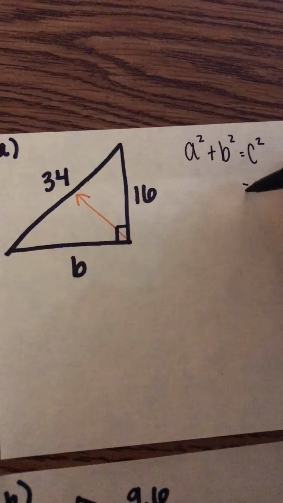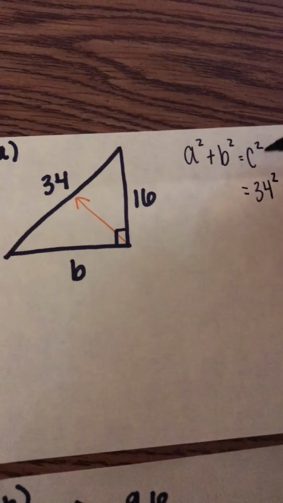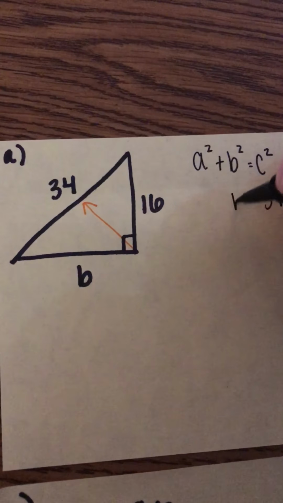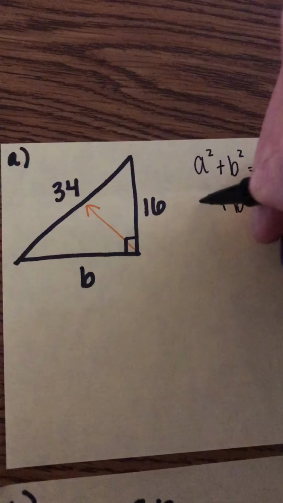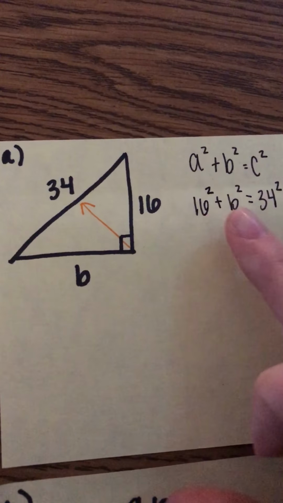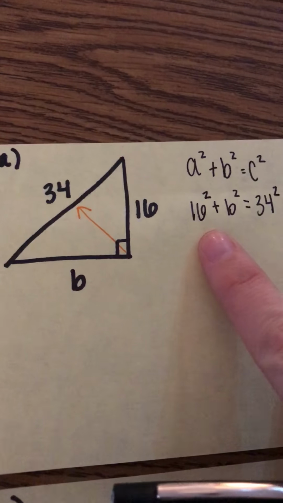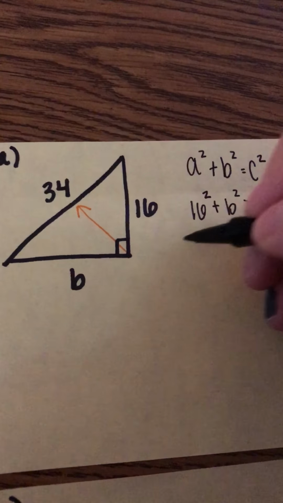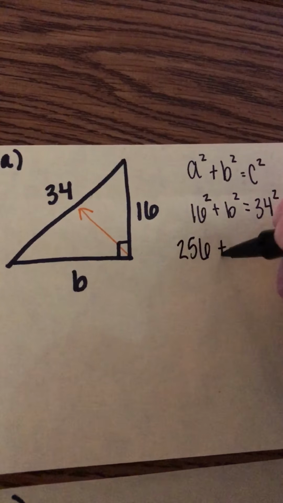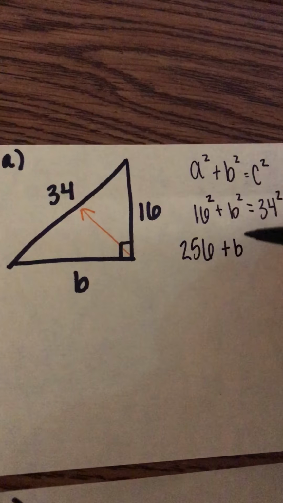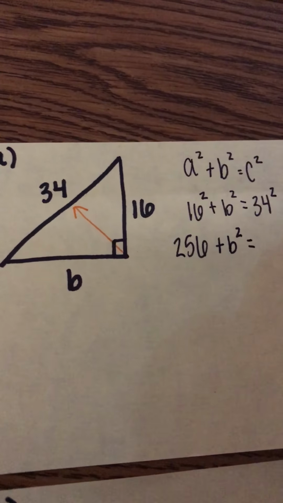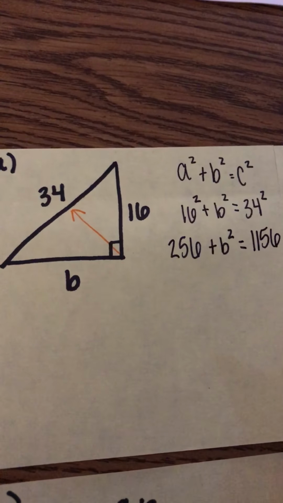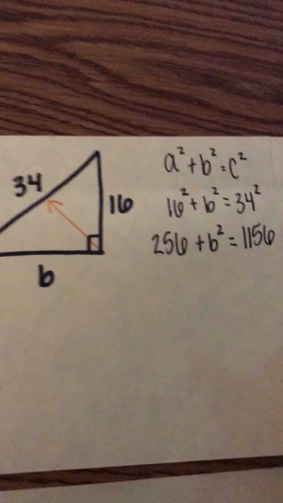So for C, I know that that's going to be 34 squared. And I can fill in everything else. B, we don't know, so I'm going to leave B squared. And A is going to be 16 squared. And it's still squared at this point in time. 16 squared is 16 times 16, and that's 256, plus B squared, we still don't know what that is, equals 34 squared, which is 1,156. And that's 34 times 34.